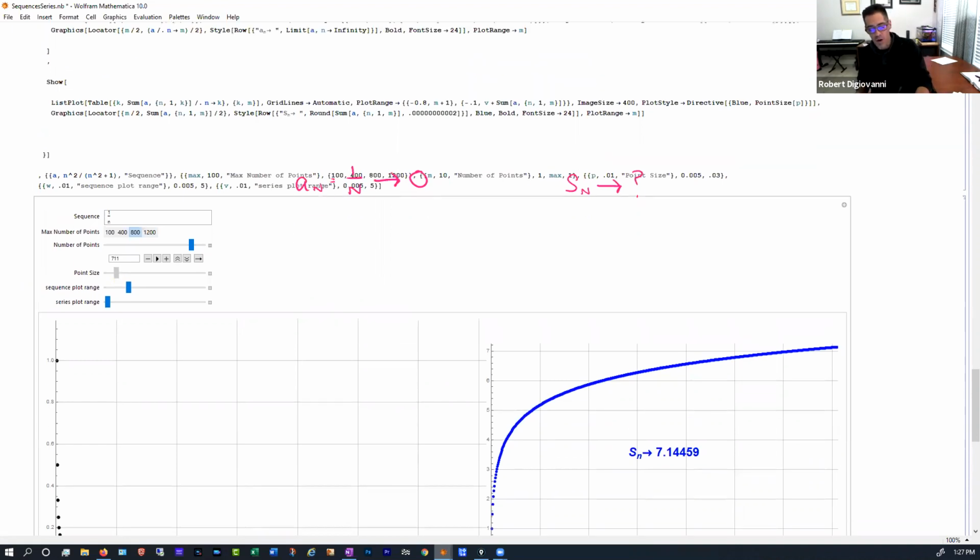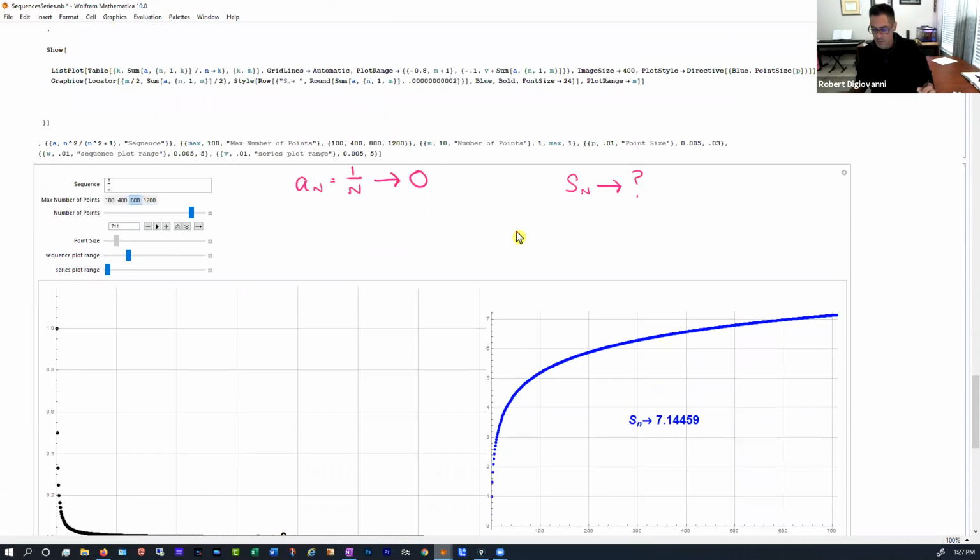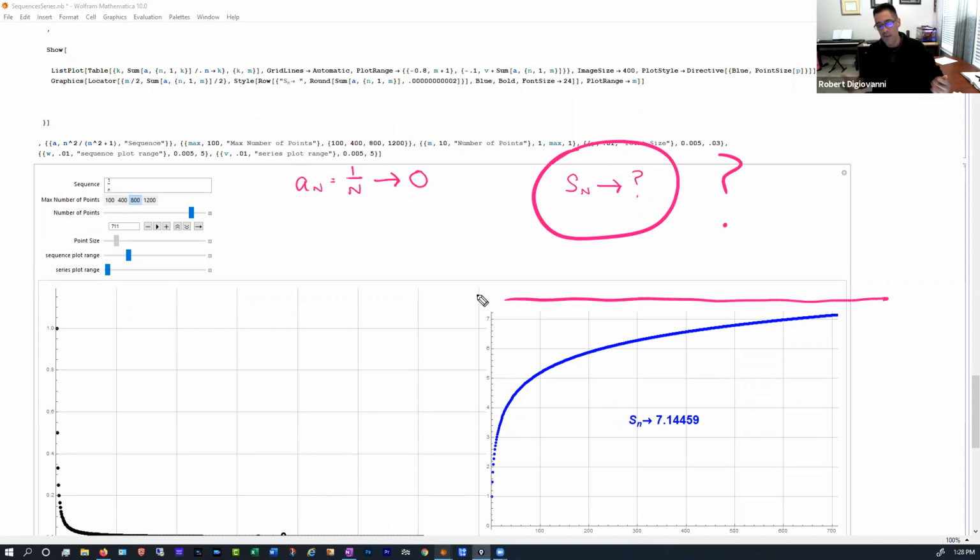We still don't know how we are going to answer this question. It looks like it's going to infinity. It does, okay? But maybe there's a horizontal asymptote up here. Maybe there is. Maybe it's bounded above. It's hard to say right now.